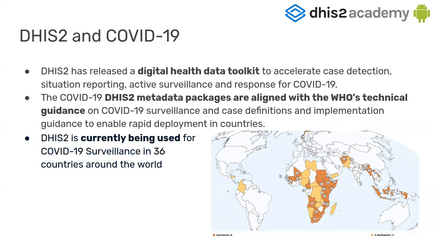And I'm sure many of you might be familiar with some of this metadata because at least for the countries that we are in contact with, we know that DHIS2 is being used for COVID-19 surveillance in 36 countries around the world. Many of those countries have taken the standard metadata as kind of a starting point, and many have turned around and done some incredible innovations using that starting point. Next slide.